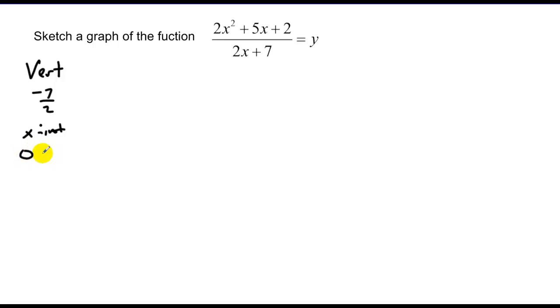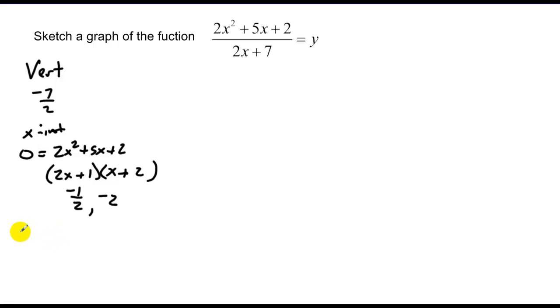Set y equal to 0, so 0 equals 2x squared plus 5x plus 2. You can do a 5-step or guess and check. We got a 2 and a 1. So I get negative 1/2 and negative 2 for my x-intercepts, and a y-intercept of 2/7.